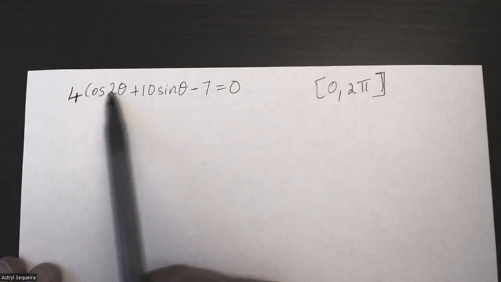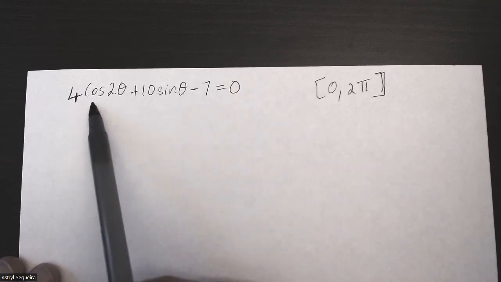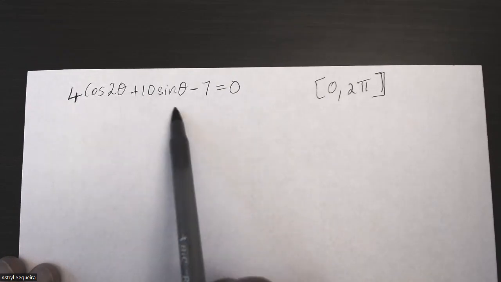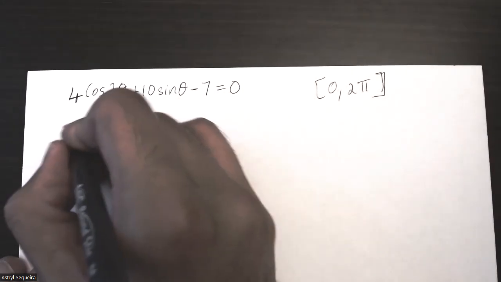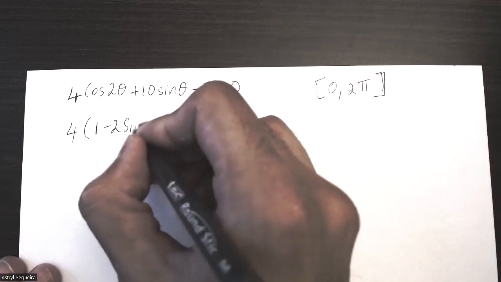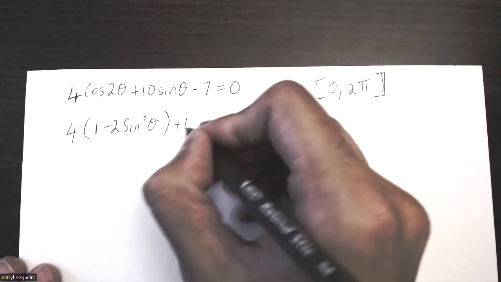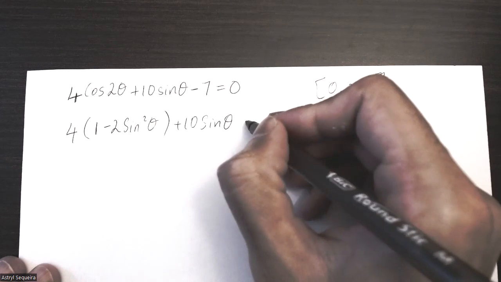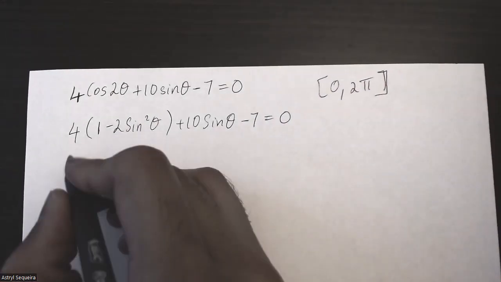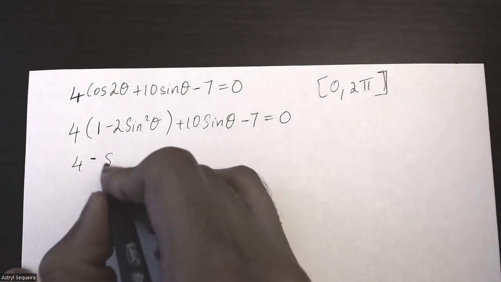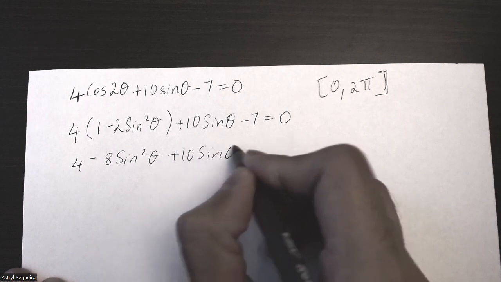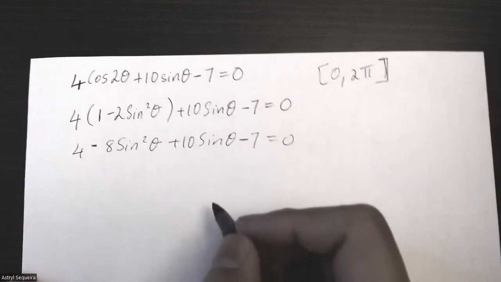First equation here, we have cos 2 theta, and then we have sine theta. When we have cos 2 theta and sine theta, we've got to convert cos 2 theta into sine theta. So I know the equation is cos 2 theta is 1 minus 2 sine square theta. It's 10 sine theta minus 7 equals 0. I'll multiply the 4 into the bracket. So 4 minus 8 sine square theta plus 10 sine theta minus 7 equals 0.